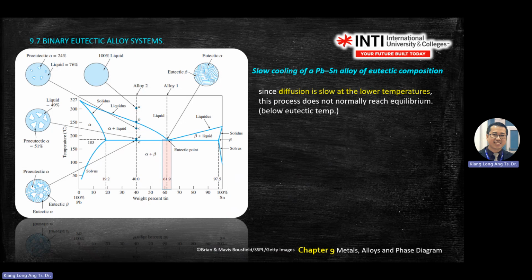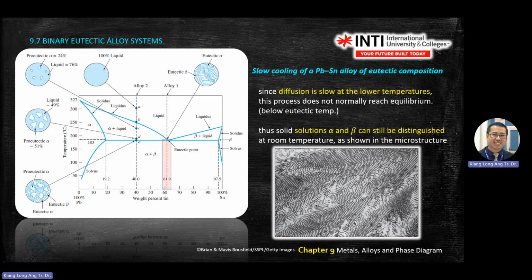Since diffusion is slow at lower temperature, this process does not normally reach equilibrium. This here, from here to here, does not reach equilibrium. So the solid solution of alpha beta can still be distinguished at room temperature as shown in the microstructure. So if you slowly cool down, you can still see the differences between alpha beta. For example, this diagram.